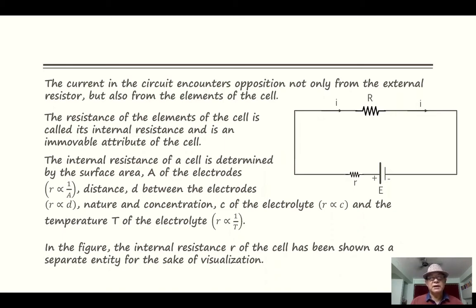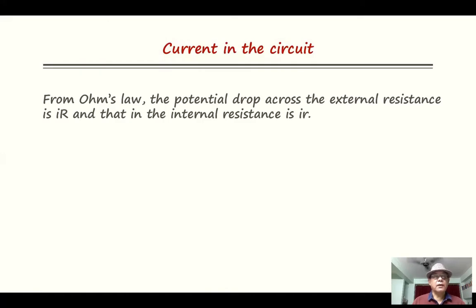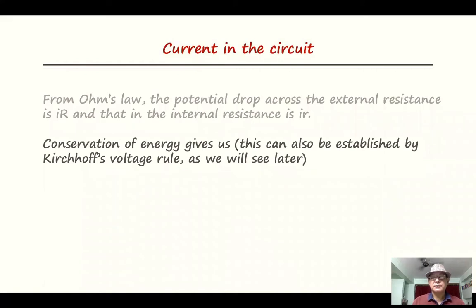In the figure, the internal resistance r of the cell has been shown as a separate entity for the sake of visualization. Current in the circuit. From Ohm's law, the potential drop across the external resistance is I into capital R, and that in the internal resistance is I into small r. Conservation of energy gives us this. This can also be established by Kirchhoff's voltage rule, as we will see later. E equal to I into capital R plus I into small r, or I equal to E divided by capital R plus small r.